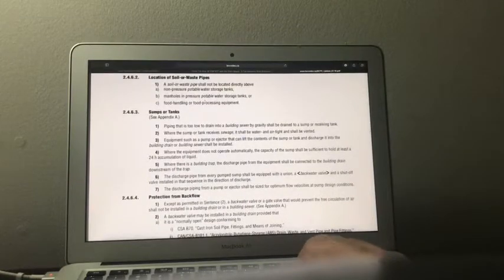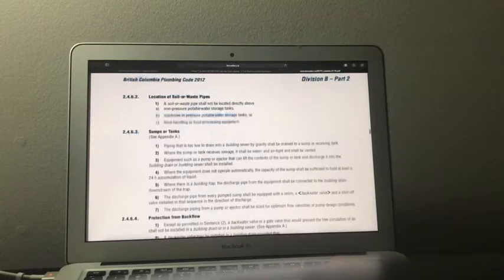Location of soil or waste pipes. A soil or waste pipe shall not be located directly above a non-pressure potable water storage tank. So you might find that in a food processing plant. Okay, manholes and pressure potable water storage tank.